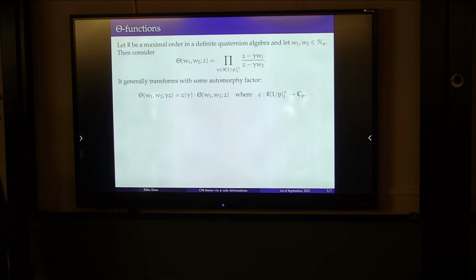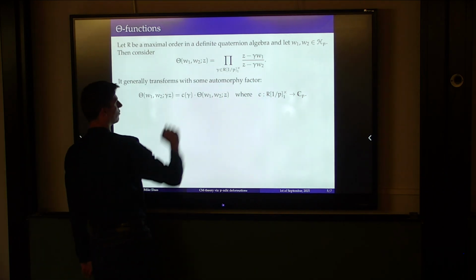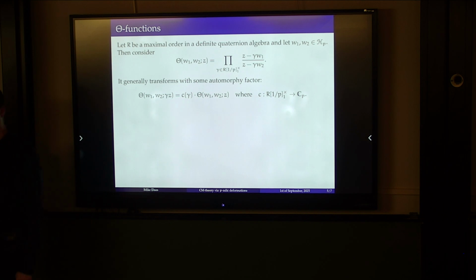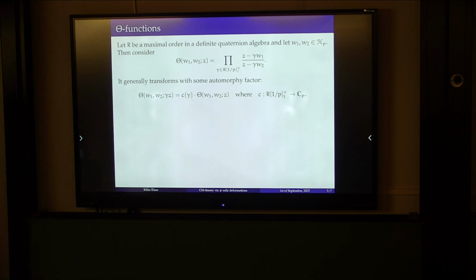And it turns out that in the variable z, which is the variable of the function, it's almost invariant under the action of the group. Not quite. There's in general some automorphic factor, but we can actually do some tricks and get around this.